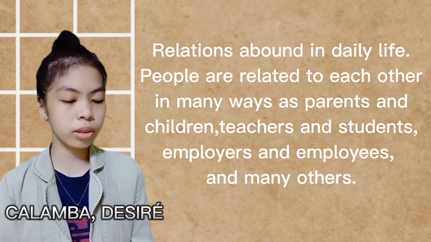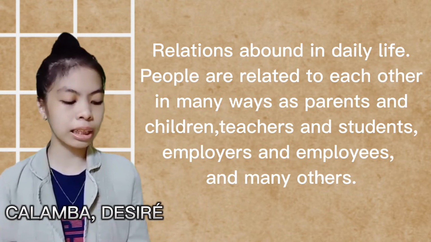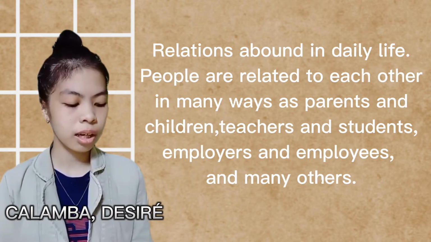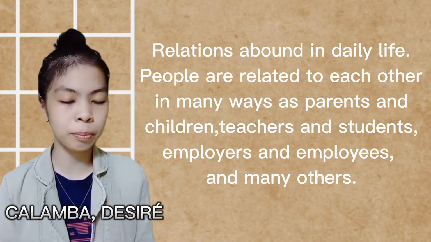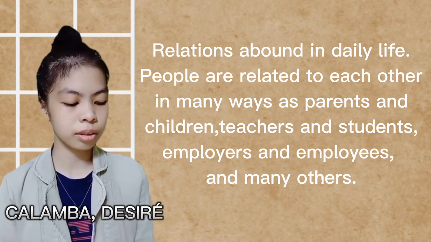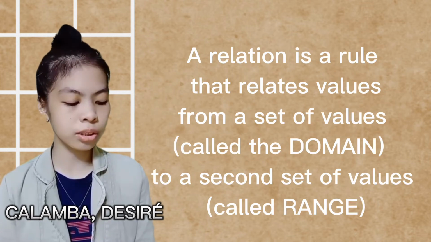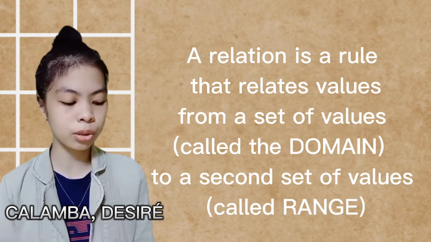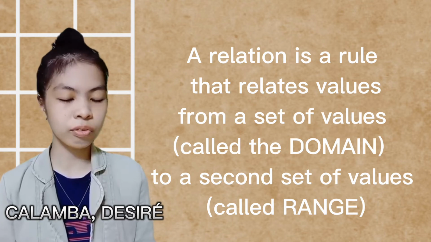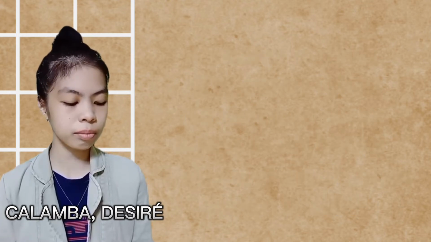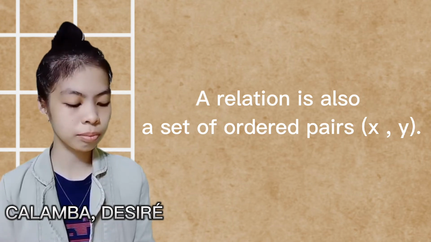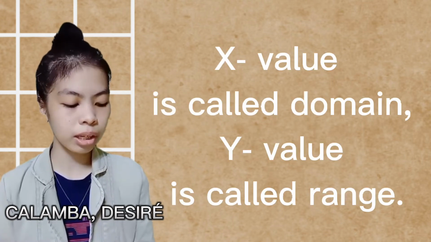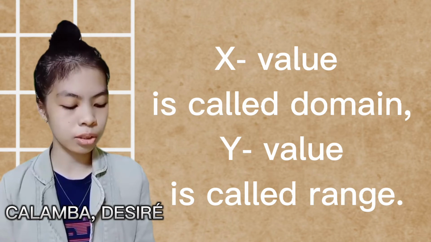Relations. A bond in daily life. People are related to each other in many ways, as parents and children, teachers and students, employers and employees, and many others. A relation is a rule that relates values from a set of values called the domain to a second set of values called the range. A relation is also a set of ordered pairs x and y. The x value is called the domain, the y value is called the range.